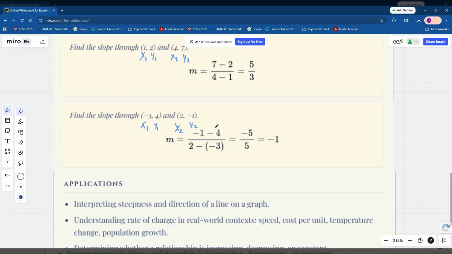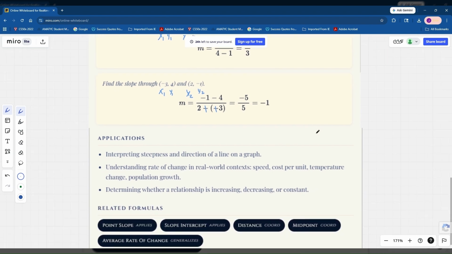When it's both the same sign, we add those together. So negative 1 and negative 4 combines to negative 5. And then when it's minus a negative, you could really think of that as being like a plus. It's like these cancel out. So this is going to be 2 plus 3 is 5. A negative 5 divided by a positive 5 is negative 1. So that would be the slope there.